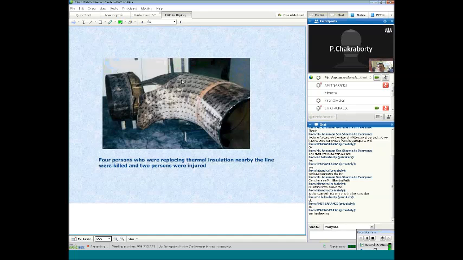Now, 4 persons were working nearby. They were actually removing insulation. 3 of them died right there, and 1 person died afterwards. And 2 persons were injured. This particular incident was termed as the worst nuclear accident in the US till date at that time, in 1986.